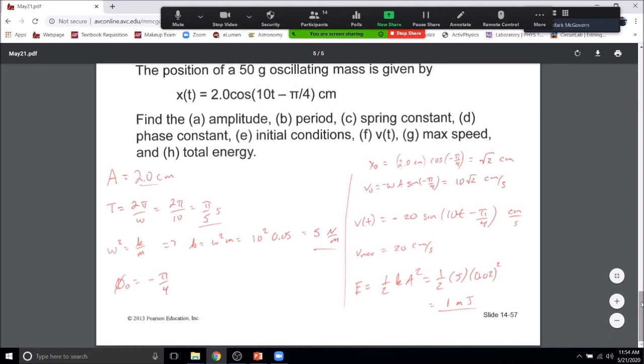Max speed, that's the coefficient on the velocity equation. I wrote it in terms of a magnitude, so 20 centimeters per second. And I want to know what the total energy of the system is, so I can use any number of equations for that. I just happen to go with 1/2 k a squared. I mean, you can use the 1/2 m v max squared. Doesn't matter. It all works. So I happen to go with the one that is 1/2 k a squared. I already have k from part C, and I have my value for a. It's in centimeters, so make sure you convert to meters, but we get 1 millijoule. That's a millijoule down there.